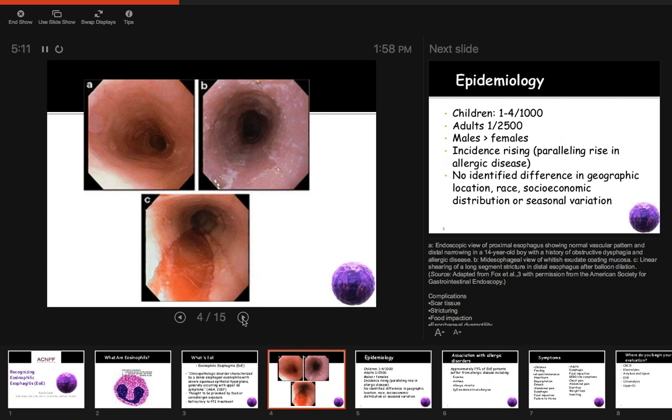In many cases, particularly in adults, we have some strictures and the esophagus needs dilation. You have to be careful about this shearing effect. Of course, with this inflammation, we have complications such as scar tissue in the esophagus and strictures, as well as food impaction and dysmotility of the esophagus as well.